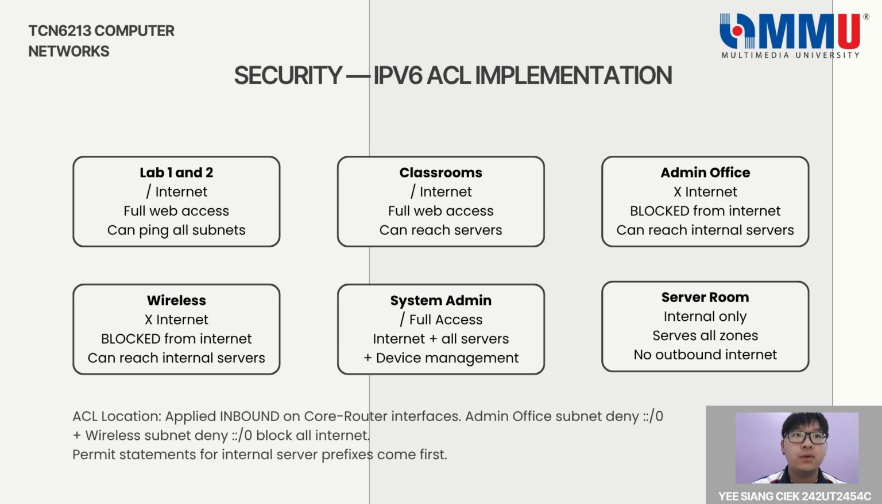However, both zones can still reach internal servers because permit statements for the internal server prefix are placed before the deny rules. The server room itself has no outbound internet access. It purely serves requests from other zones. That's all from me. Thank you.